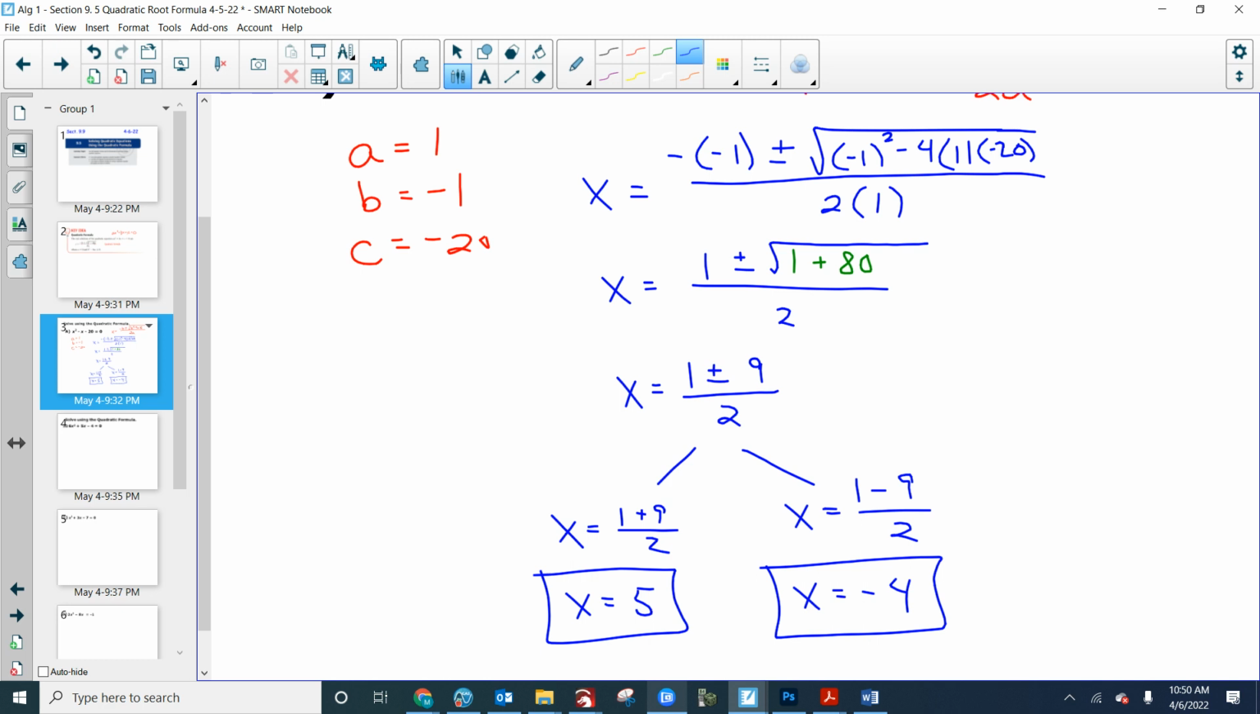Be honest. What does that tell us about the gravel, guys? Gravel would hit at 5 and what? -4. Good job.